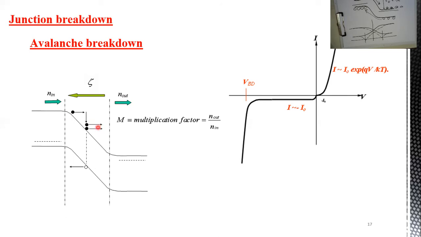And in this case, due to this multiplication of electrons, you will have a very huge current, which is the breakdown current, or what we call the avalanche breakdown. So this is the other reason to have a breakdown.